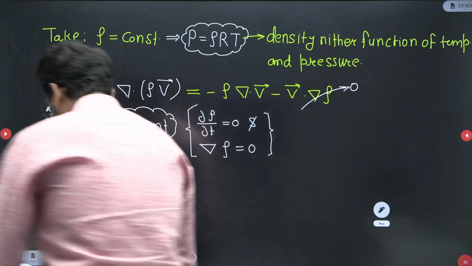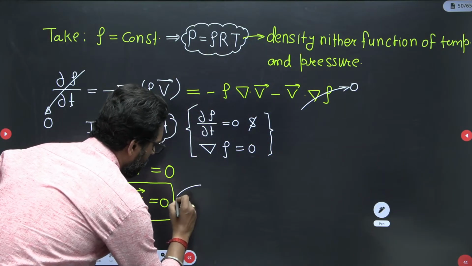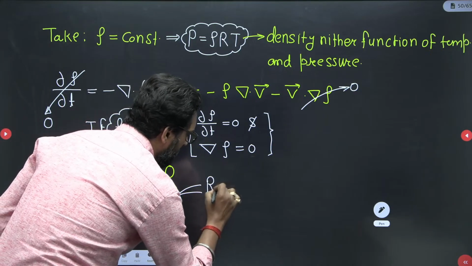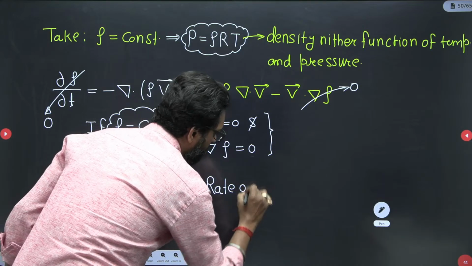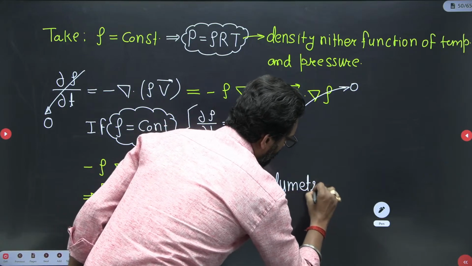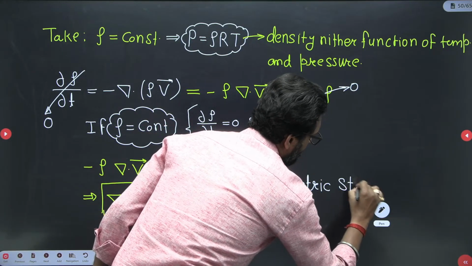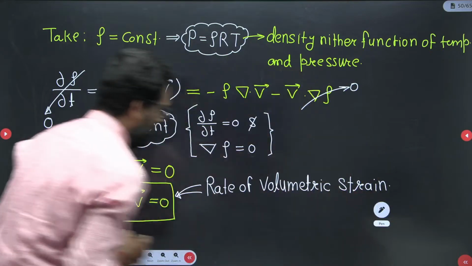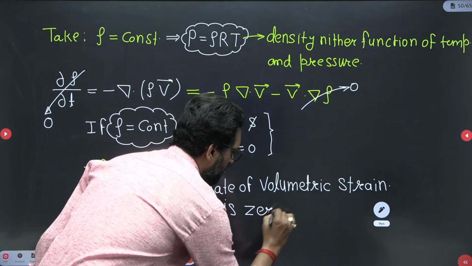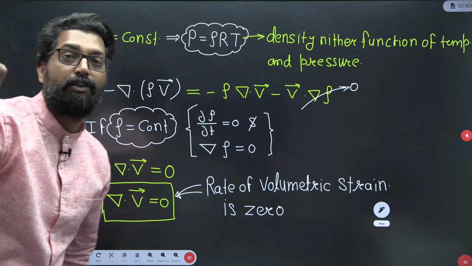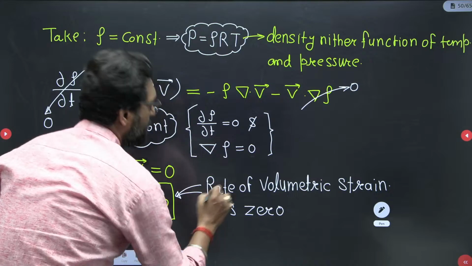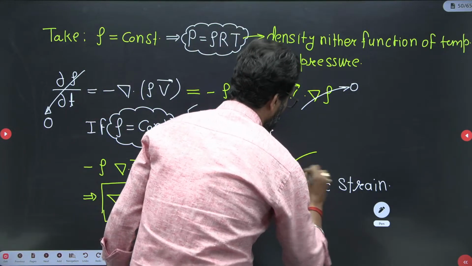And what is this one, beta? This is your rate of volumetric strain. The rate of volumetric strain is 0. That means incompressible fluid, that is your incompressible fluid.